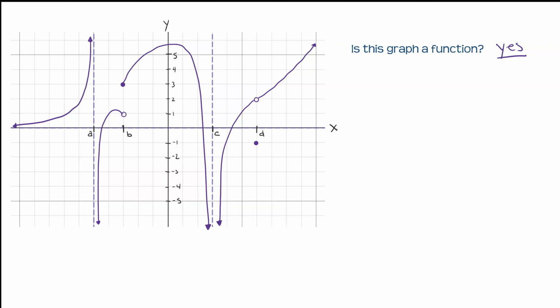Next, I'm curious, what is f of d? What does f of d equal? I find d on the function, and while there's no value up here, there is a value down here. The y value corresponding to f of d is -1.